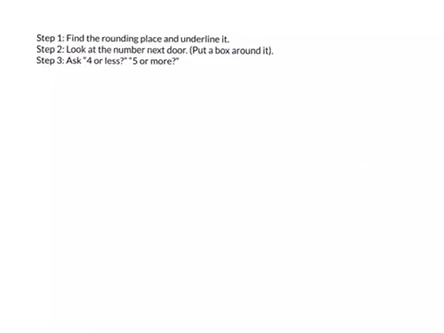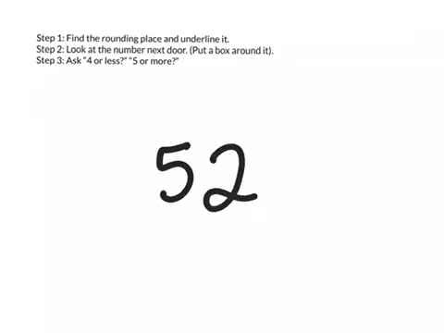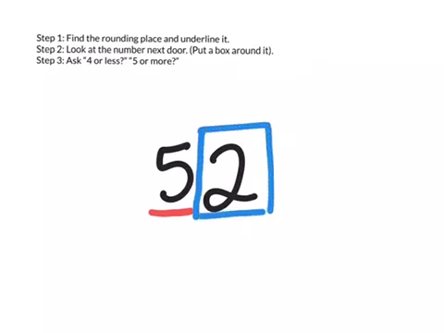So let's practice again with another number. Let's take the number 52. Following our directions, let's find the rounding place and underline it. So we're going to be underlining the tens place. So that's going to be our 5. Moving on to step 2, look at the number next door, put a box around it. So it's going to be the 2. Okay, ask 4 or less, 5 or more.